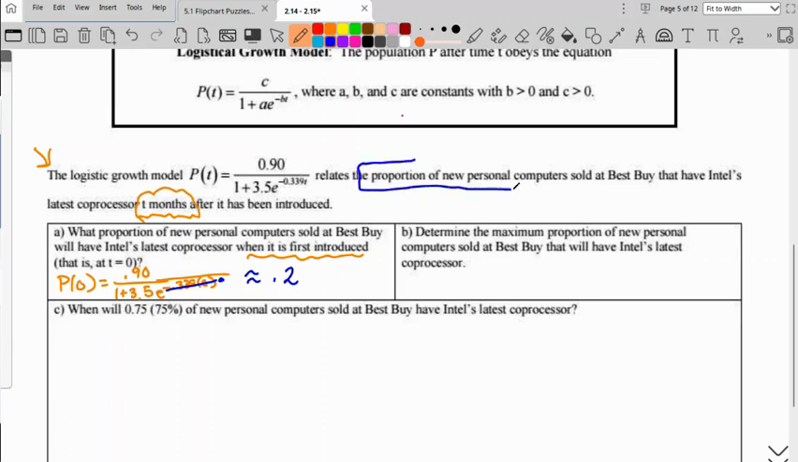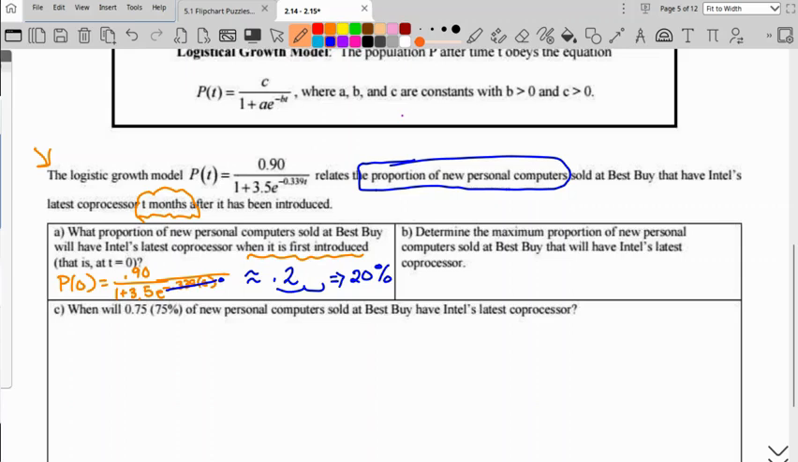I needed to point out in this problem, it says this is the proportion. So is it saying 0.2 objects? No, we have to convert that to a percent. That is 20%. It's the proportion, the part of the whole that will have the new Intel coprocessor. So 20% of them, as soon as they're released, 20% of their stock will have the latest coprocessors.